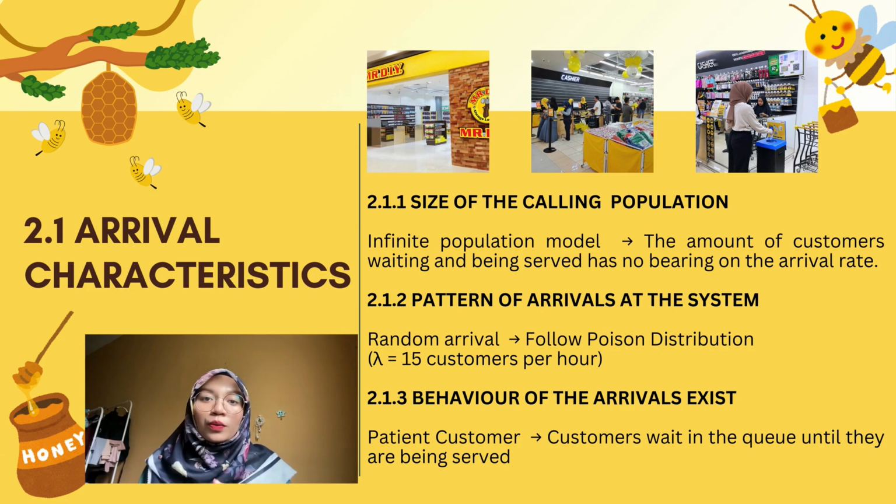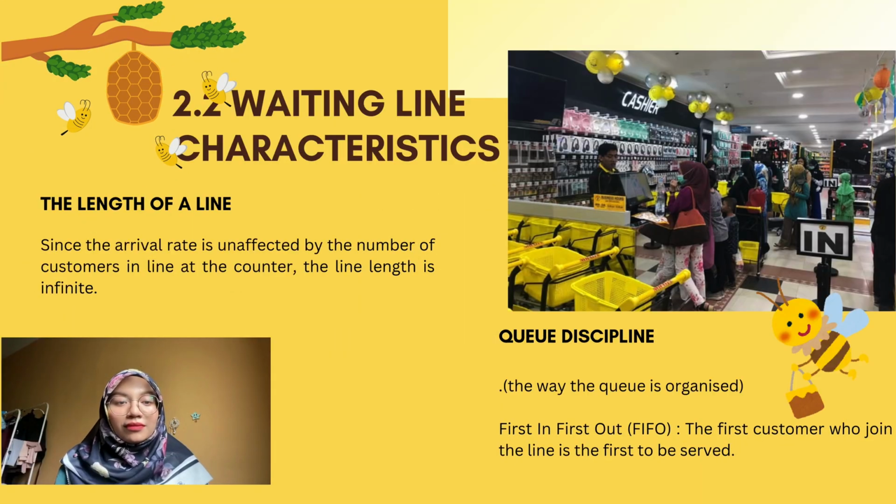And then for 2.1.3, which is the behavior of the arrival exits, we say that the customers have to wait in the queue until they are being served. For 2.2, which is waiting line characteristics, the length of a line is described as infinite, since the arrival rate is unaffected by the number of customers in the line at the counter. For the queue discipline, which is the way the queue is organized, Mr. DIY uses FIFO, first in, first out, so the first customer who joined the line is the first to be served.